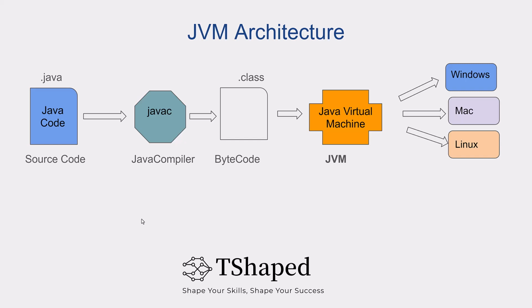Now, how exactly the JVM takes this bytecode and executes it into a machine-understandable format, or how the JVM executes the Java program, is what we need to understand here, because once we compile the Java code, the bytecode will be handed over to the JVM, and it is the JVM who executes the Java code. And how exactly the JVM does that is what we need to understand here.